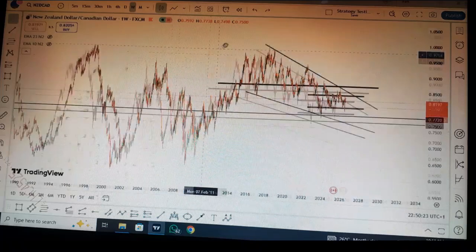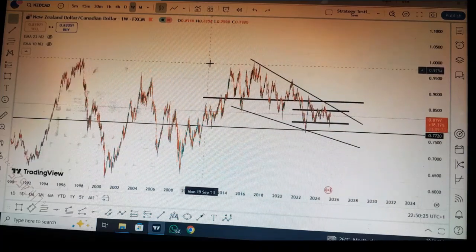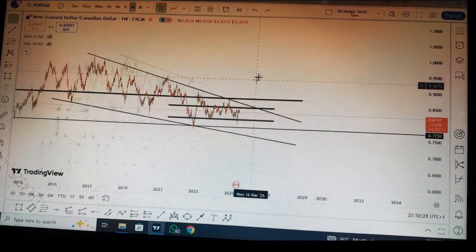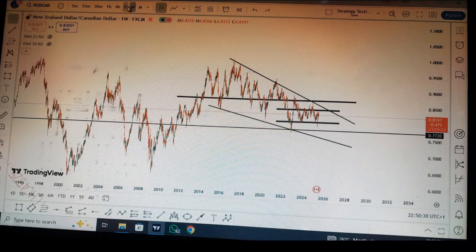So this is SND card. Let me start the analysis of SND card. You can see this is the weekly time frame, looking at this area here.